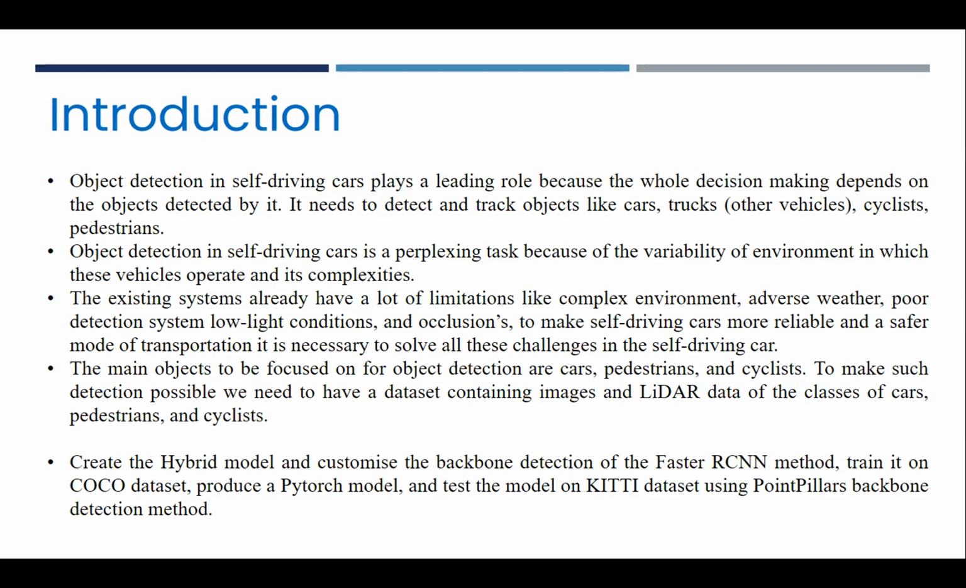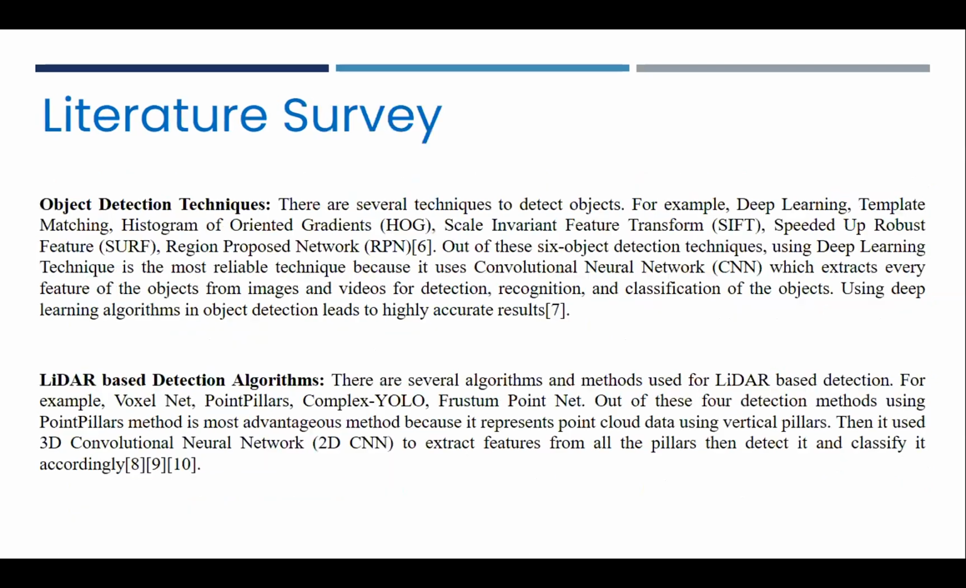The two algorithms which we are using here are, first, the Faster RCNN method, and the second is the PointPillars method, which is based on the PointNet algorithm. So let's move towards the literature survey. What is the research we have done? What is the literature survey we have collected from other researchers' work, and we decided what extra we have to do.